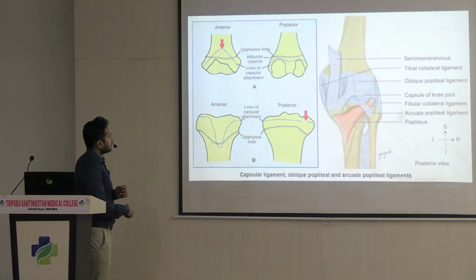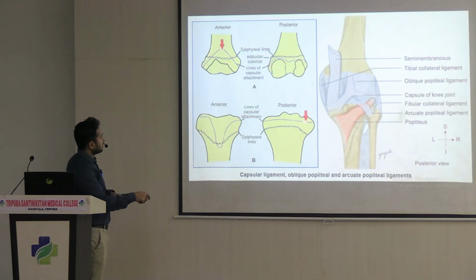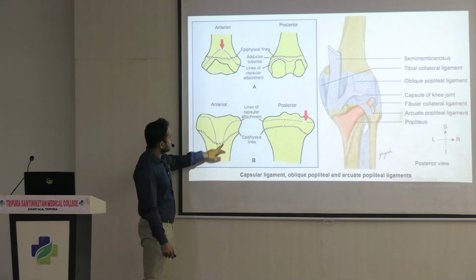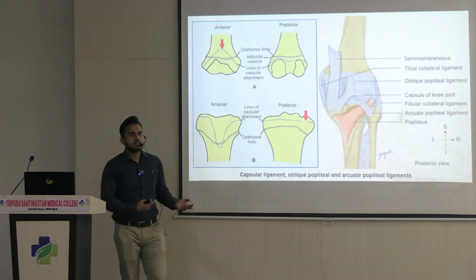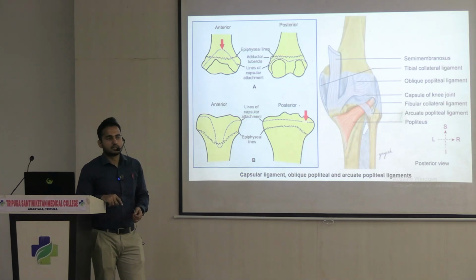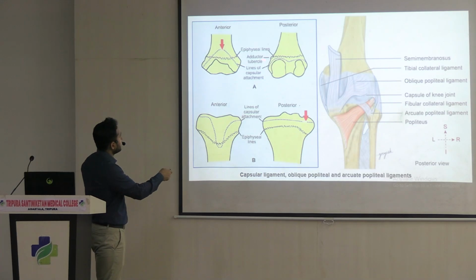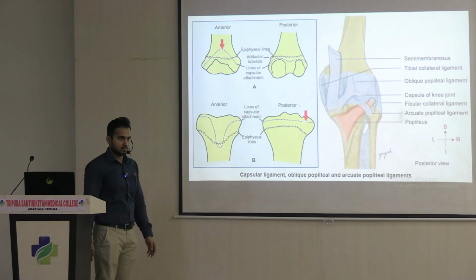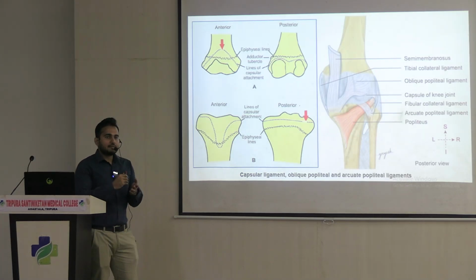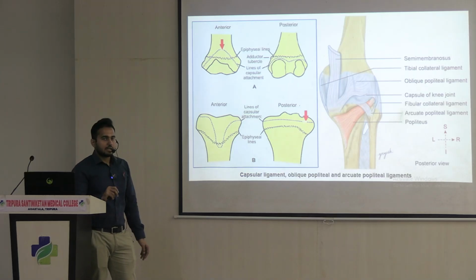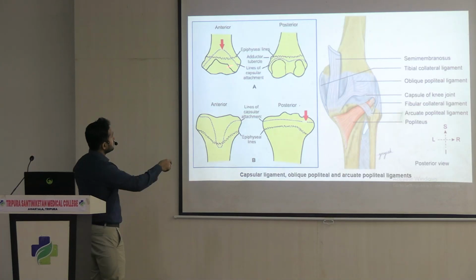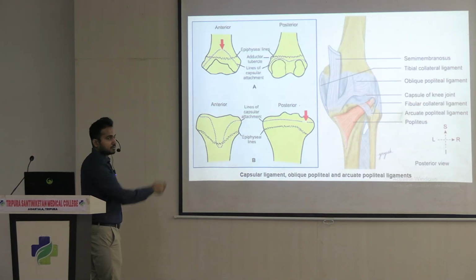Let me show the diagram. Can you see this dotted line? These dotted lines given in blue color, what do they indicate? The attachment of the joint capsule, or the attachment of the articular capsule. So here you can see the articular capsule is attached to the femur and also to the tibia. Now we have to describe the line of attachment. Here you have to go on the anterior aspect and also on the posterior aspect. This is showing the anterior aspect. This is showing the posterior aspect.